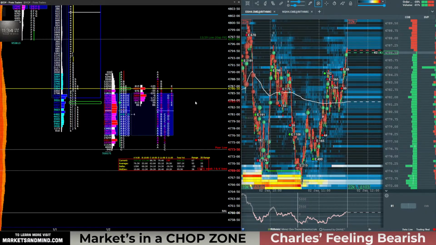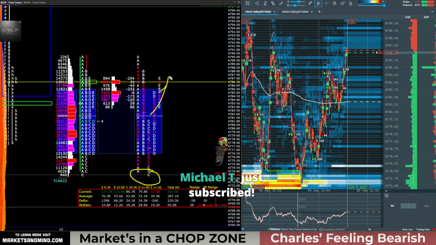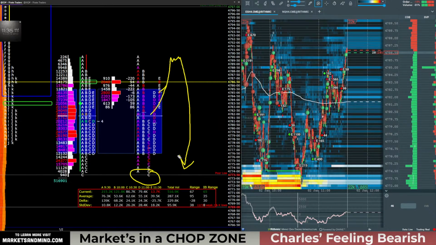So what am I assuming now? Well, I'm assuming we're going to head up and create a poor high, because why not, right? If you're going to do it in the most frustrating way possible, they would create a poor low, then they'd come back up and create a poor high, and then they'd come back down for the poor low again. So I suspect that is what is going to happen.